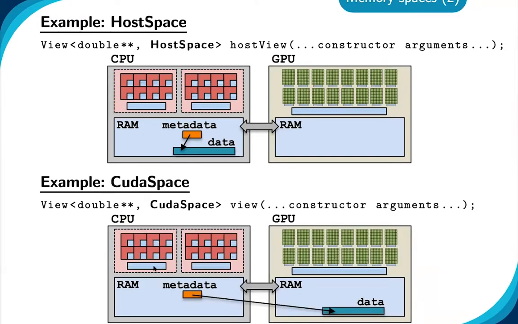If you allocate something in CUDA space, or default execution space if you happen to compile for CUDA, the metadata will still be on the host, because the view is created as a stack variable in your calling thread. But it will point to data living in the GPU, which means you cannot access it right there. You can't just access it with a host process thread. Okay, next.